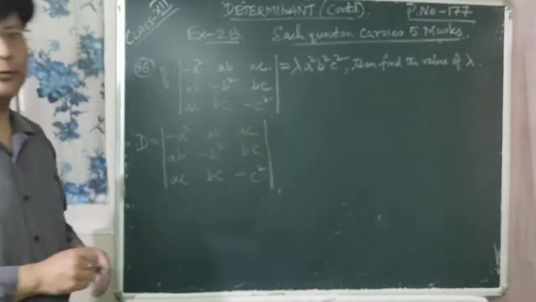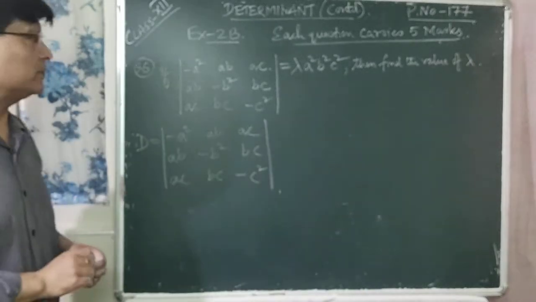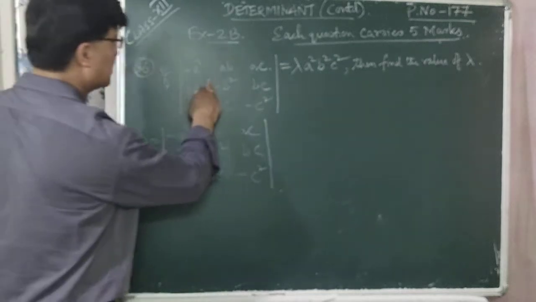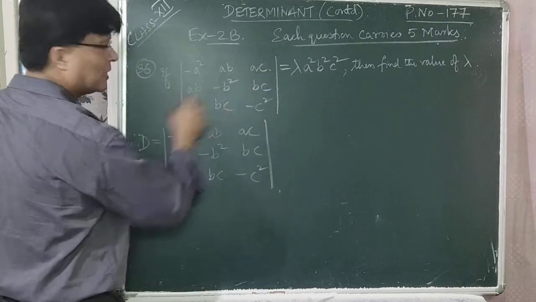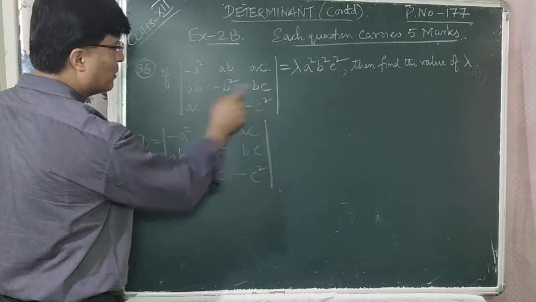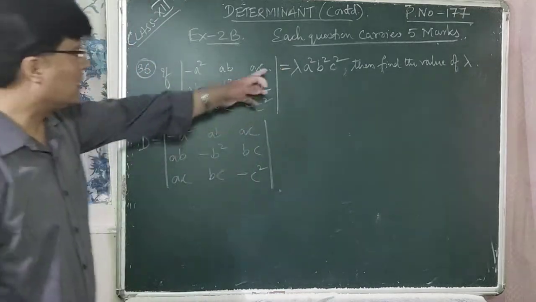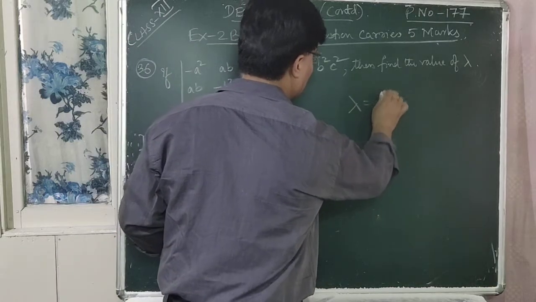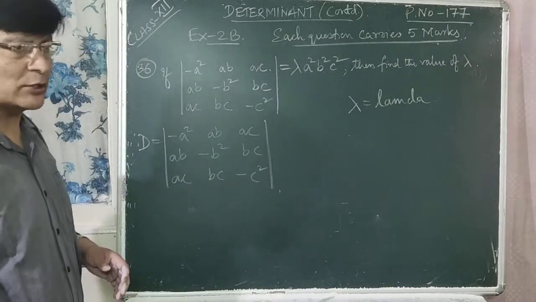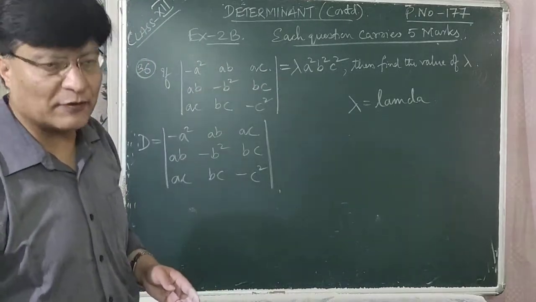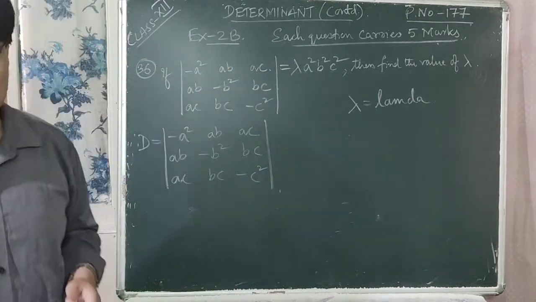Now we are doing question number 36. What is the question in question number 36? If this determinant, that is the third order determinant, is given, minus a square, ab, ac; ab, minus b square, bc; ac, bc, minus c square, is equal to lambda a square b square c square. This is a Greek letter, known as lambda, right? This equation is the given equation. You have to find out the value of lambda.